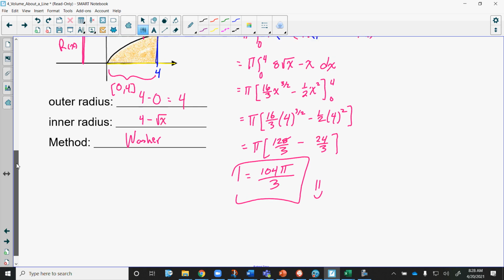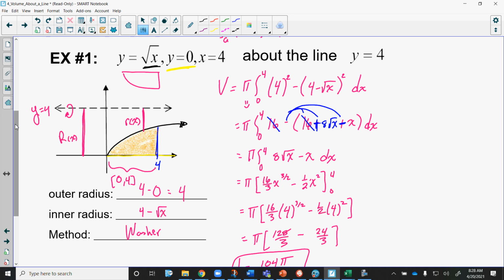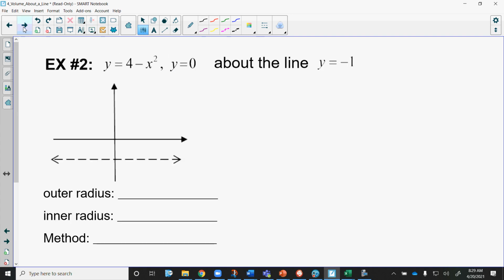And that's really all we're doing. This is very similar to the last video that we had for volume with the disc and the washer method. The only difference really is how we identify what the inner and outer radius is going to be of the figure. Other than that, it's all pretty much the same.